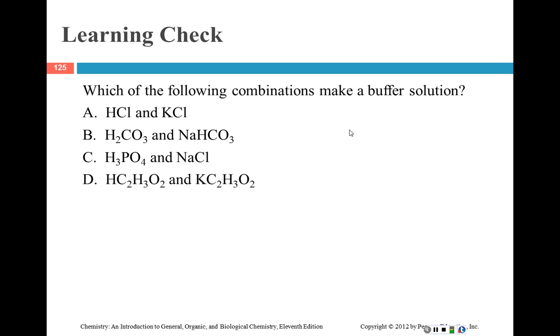Now, what we say? A buffer solution is going to be the acid and the salt of the conjugate base. So which of these combinations would make a buffer solution? The first one, you've got hydrochloric acid. Its conjugate base is going to be chloride, and so potassium will make a salt of that, so that one would be. See about the rest of those. Put me on pause if you need to.